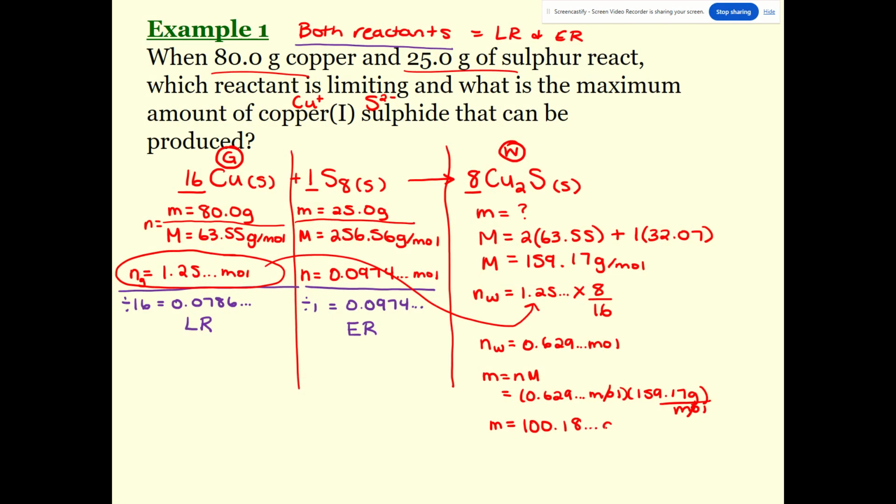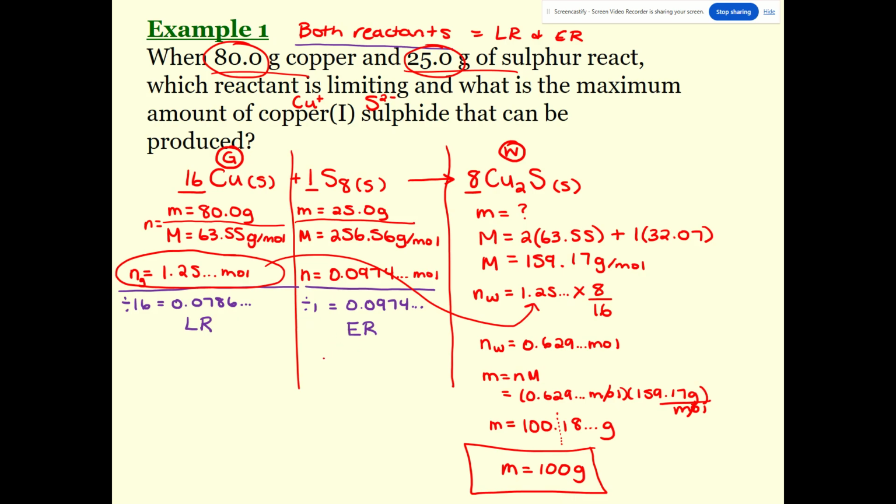100.18 so on grams. Now looking back up at the question, there are 3 digits in both of these numbers, so I need to limit my answer to 3 digits. That doesn't cut off the 0, it doesn't cut off a 5 or more, so it stays as just 100 grams. Okay? So that is how you do limiting and excess reagent questions when you're given the amount of both reactants.